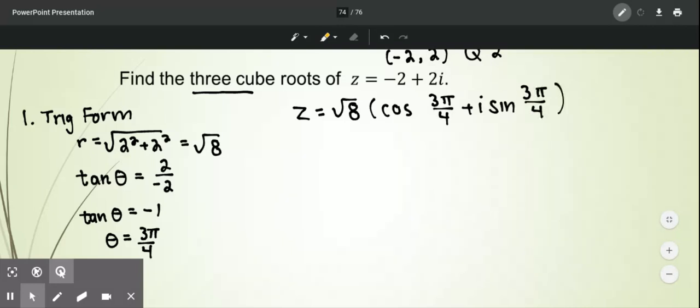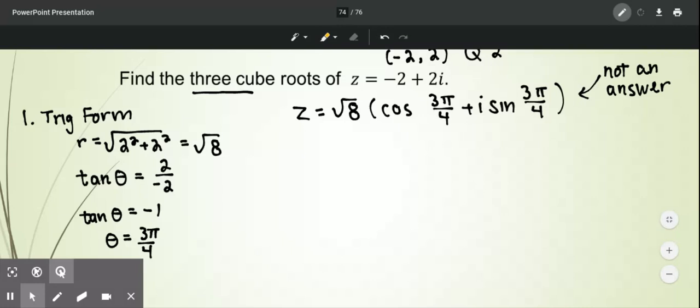This is not one of your roots. This is not an answer. This is just rewriting the problem in trig form so you can get to your answer.